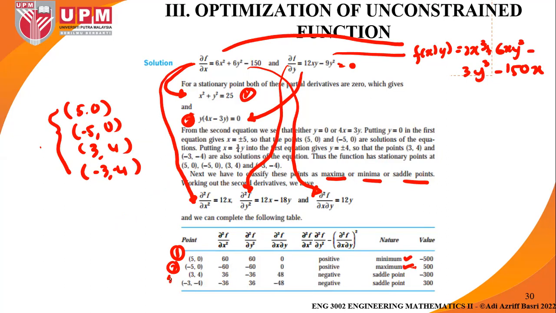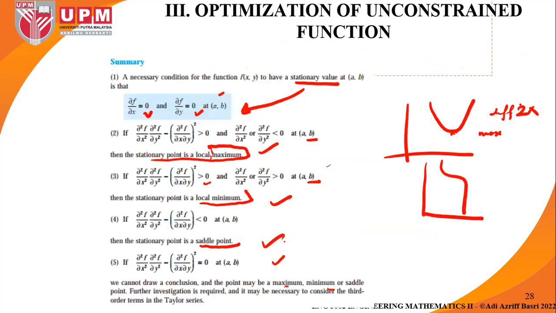Then the third point, 3, 4. For the second derivative with respect to x, when you put in x you get 36, which is positive. For the second derivative with respect to y, we put in y and get negative 36. For the mixed derivative of x and y, when you put in 3, 4, you will get 48. So from here you calculate negative 36 times 36, which is a negative value, minus this positive value. So automatically you get a negative value here, below 0, and we know this is a saddle point.